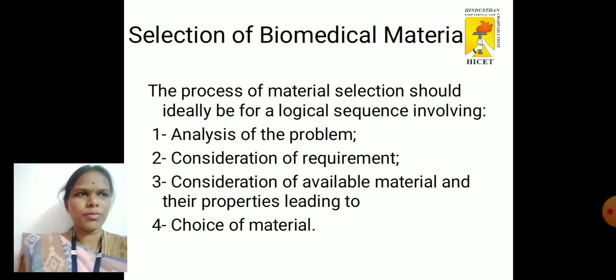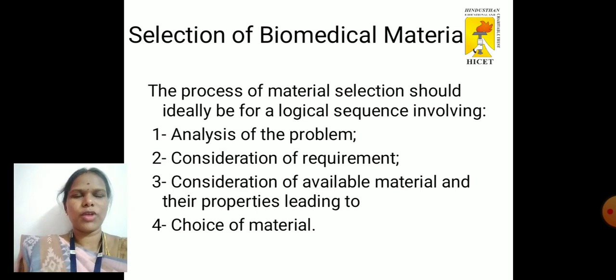Analyzing the problem means you have to think about what biomedical application you are going to use the biomaterials for. And second, you have to consider the requirements. The requirements are the things that will be required for designing the biomaterials with respect to the biomedical applications. And third, you have to consider the available materials and the material properties that will be used for the applications. And finally, you have to choose the material.